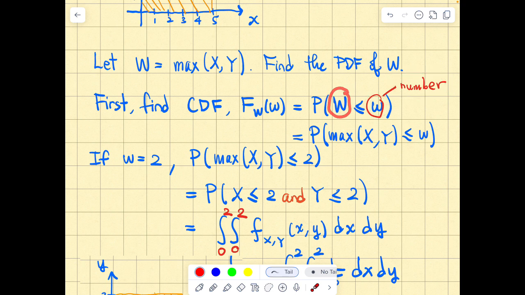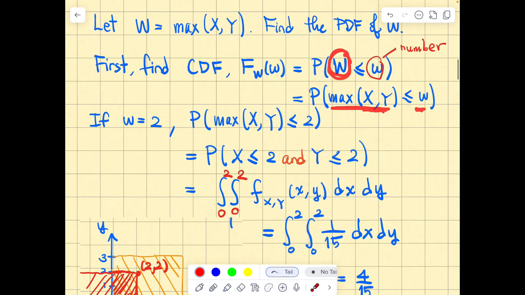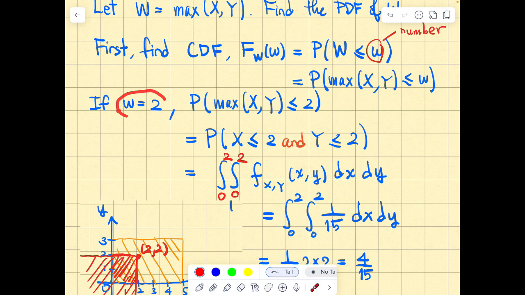Okay. Now we know the random variable W is the maximum of the two random variables X and Y. Okay, we want this to be less than or equal to w. So let's take a look at some number. For example, if we let this lowercase w be 2, we want to find the probability that the maximum between random variables X and Y is less than or equal to 2. If the maximum of the two is less than or equal to 2, that means X has to generate some number that is less than or equal to 2, and Y also has to be less than or equal to 2.